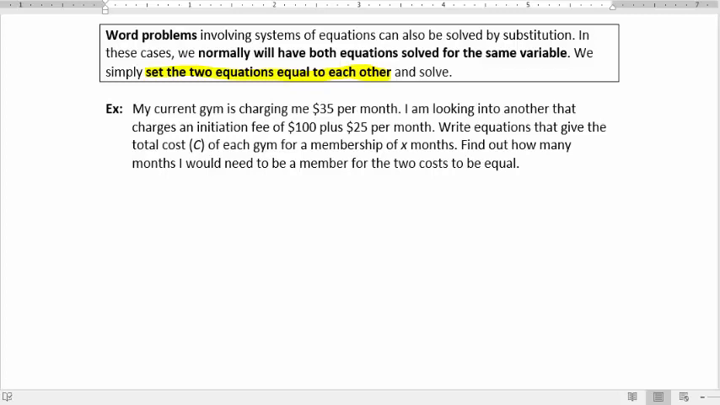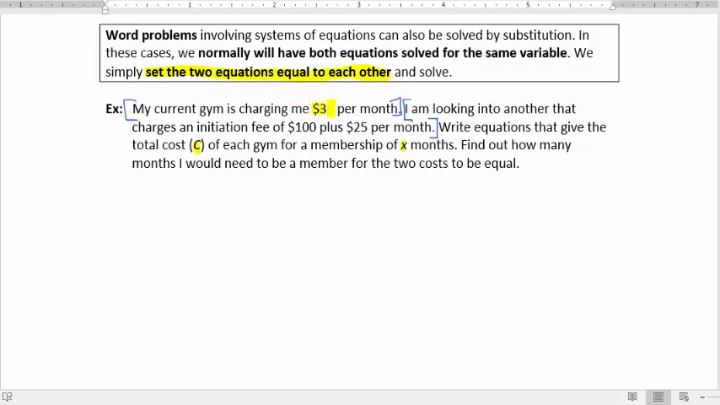So here's a quick example. My current gym is charging me $35 a month, and I'm looking into another gym that'll charge an initiation fee of $100 plus $25 per month. So you're going to have an equation for the cost of your current gym, and an equation for the cost of this new gym, where you're going to use C for the cost, which is kind of like your Y value, and X for the number of months. You could use M, but they're telling us to use X here.